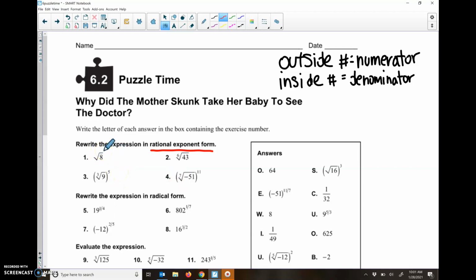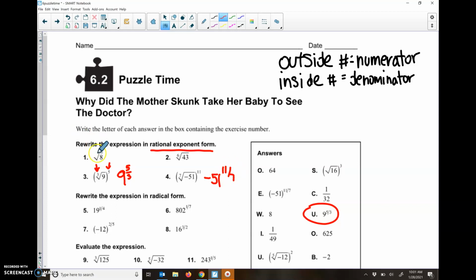And so if you remember, the outside number ends up being the numerator, and the inside number ends up being the denominator. And so what I mean by that is, this is the inside number, the number inside the parentheses. So for this one it would be 3, and the number outside the parentheses would be 5. So if I was turning this one into it, it would match with letter U here, and it would be 9 to the 5/3. Okay, should probably be a little smaller because it's an exponent. Okay, and then if I were to do number 4, it would be negative 51 to the 11/7.